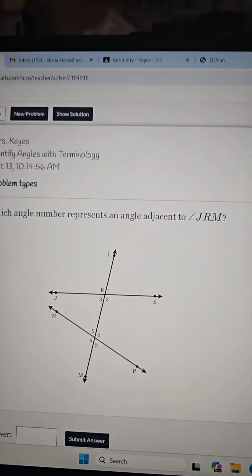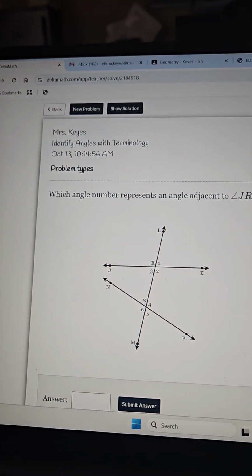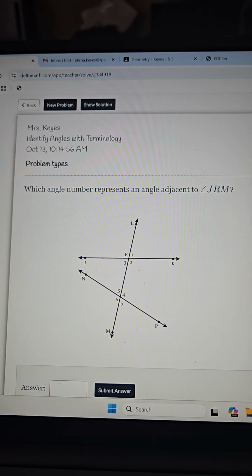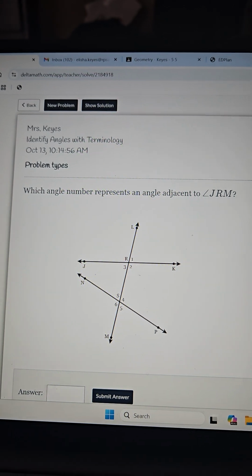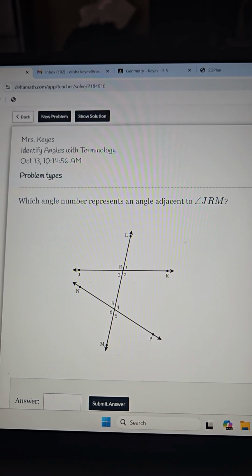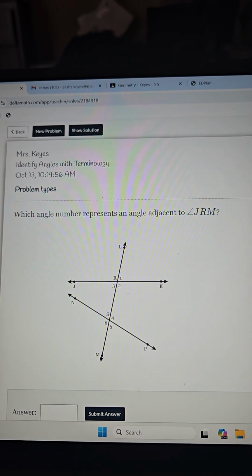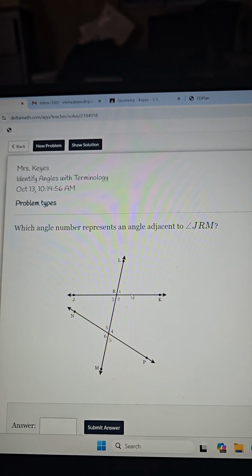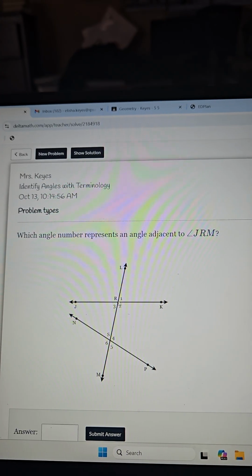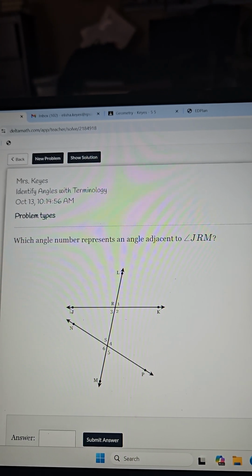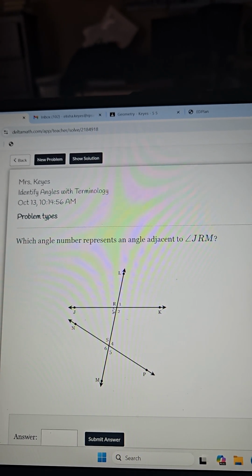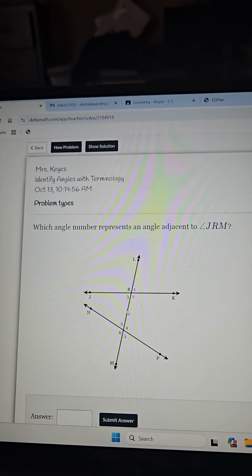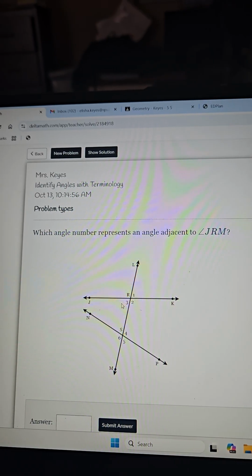Okay, so this all has to go back to what we were doing on Friday. So this first one, notice that they have their angles numbered, like I did on the board, if you remember from Friday. But it says which angle represents an angle adjacent to JRM. So remember, you just go along JR, where's M? Oh, there's M down here, JRM. So it's this number 3, right? It's this angle right here.